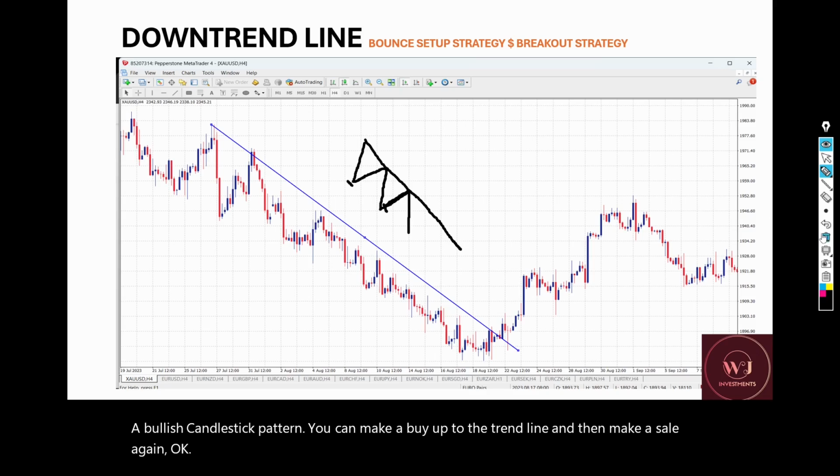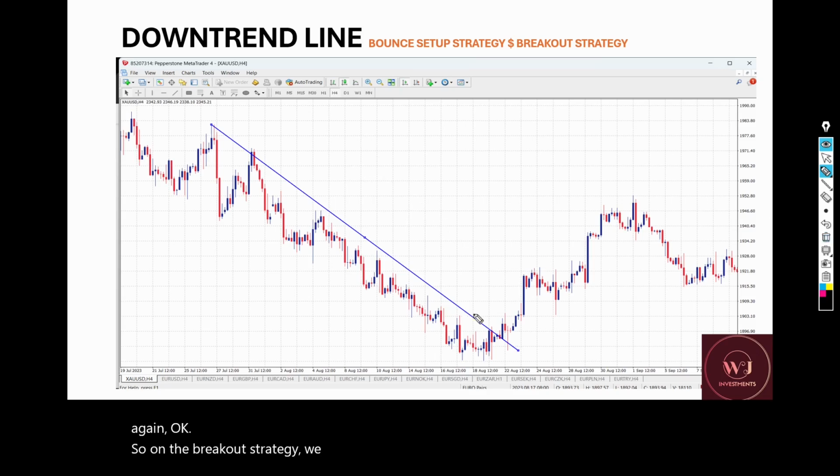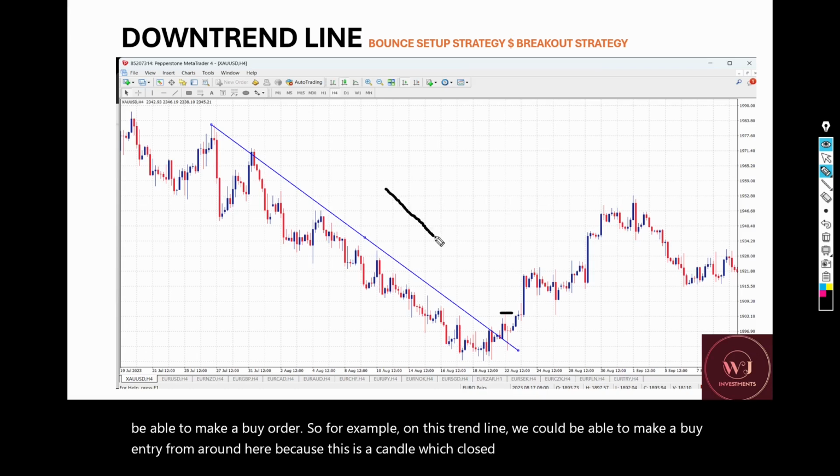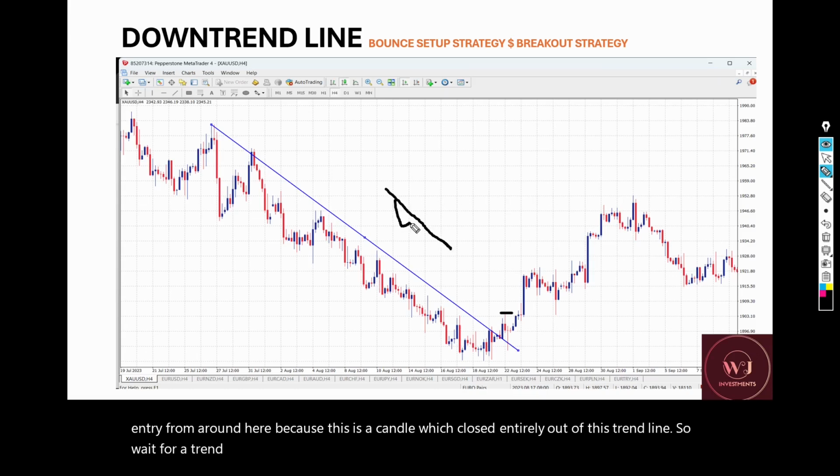So on the breakout strategy, we just wait for the market to break the trend line and then we can make a buy order. For example, on this trend line, we could make a buy entry from around here because this is a candle which closed entirely out of this trend line. So wait for a trend line after it has been broken. We wait for a candle that closes entirely above the trend line.